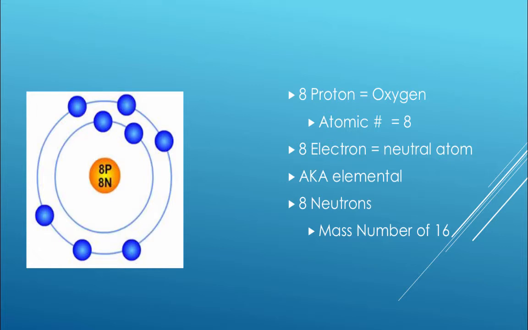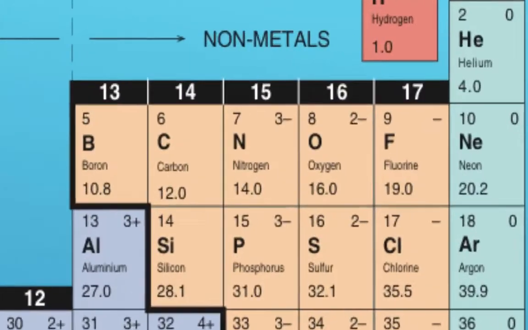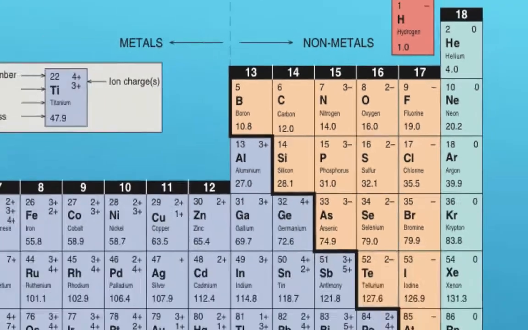Is this the most common mass for oxygen? When we look at the periodic table, we see the weighted average mass, also known as the atomic mass, and for oxygen, it is 16.0. This makes oxygen with a mass number of 16 the most common type of oxygen.